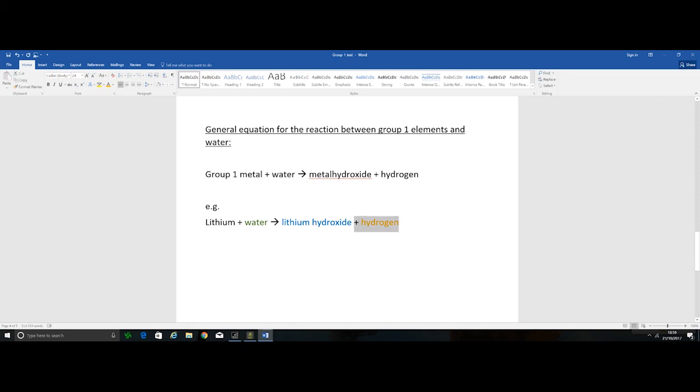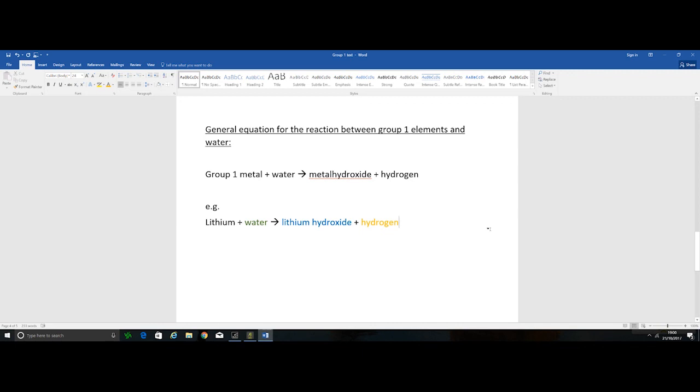Okay, so my general equation would be something like this: lithium, so that's my first group 1 element, plus water makes lithium hydroxide plus hydrogen. If that's my general equation, then what I want you to do is to pause the video and write down an equation for the reaction of sodium and potassium with water. So do sodium plus water first, then potassium plus water next, then unpause it, and I'll give you the answer. So the answer is as follows, and see if you've got it right.